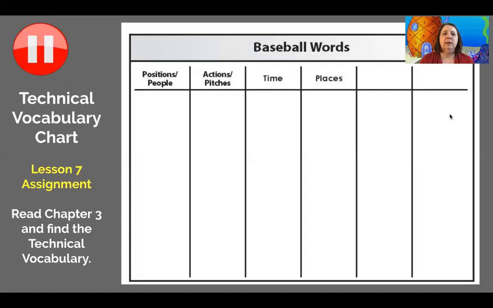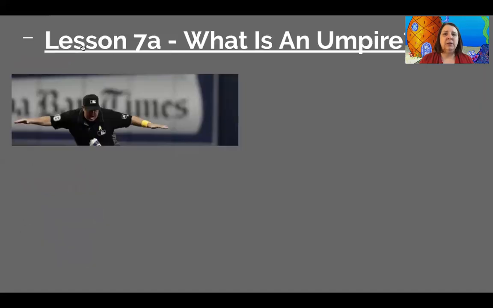So I'm going to go to the next section. So again, we're back to this technical chart. This is your assignment for lesson 7. Just read chapter 3 and jot down all the baseball words that you can find and try to put them in the different categories. So then what would be our lesson for 7A?